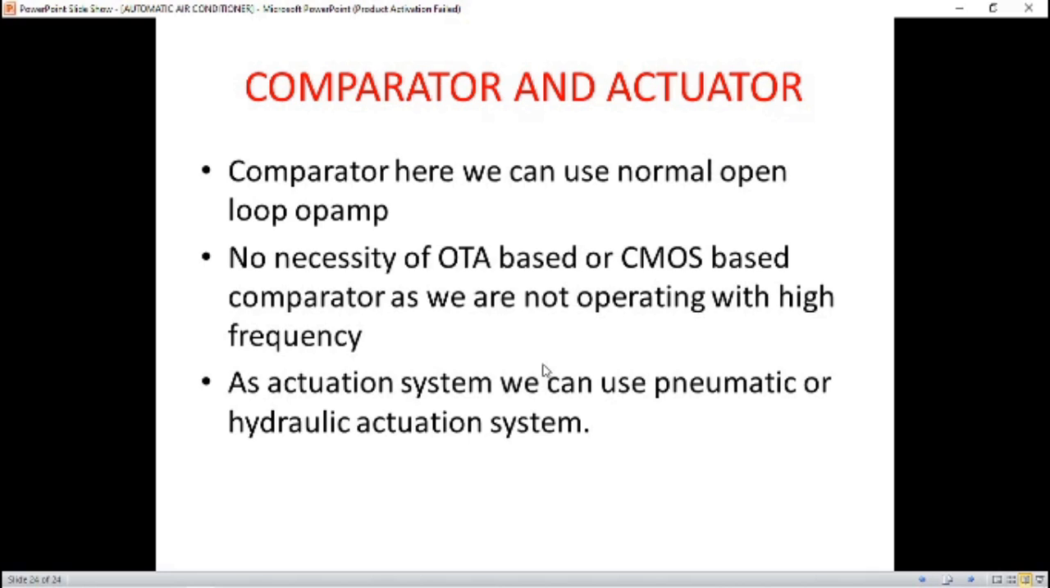And lastly, as an actuation system, here we can use a pneumatic or hydraulic actuation system. These two will work fine.